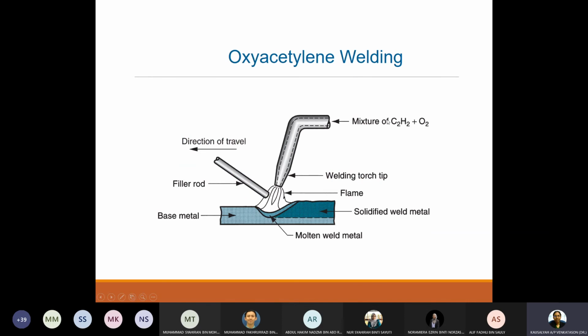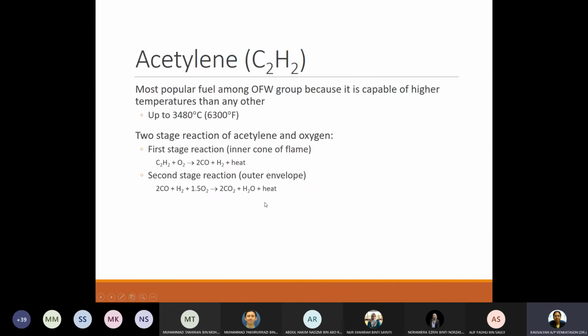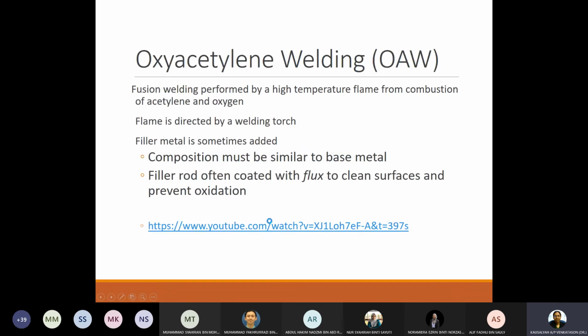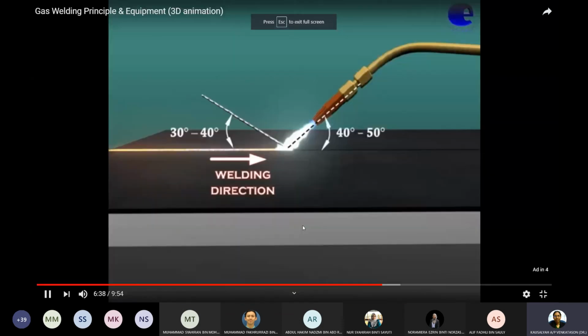So here what is different is what is being channeled in. It's a mixture of oxygen and acetylene, and then you have your filler rod, which is externally imparted. Acetylene is the most popular fuel among the OFW group because it's capable of higher temperatures than any other. And it has a two-stage reaction. The first one gives you the inner cone flame, and the second one the outer envelope. Of 40 to 50 degree.